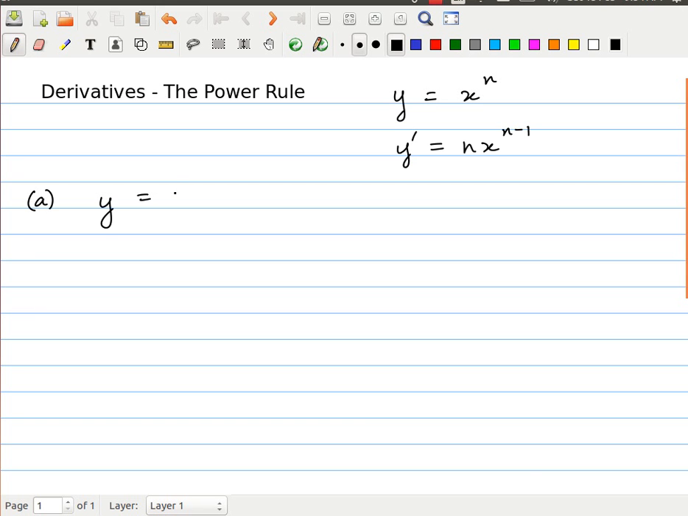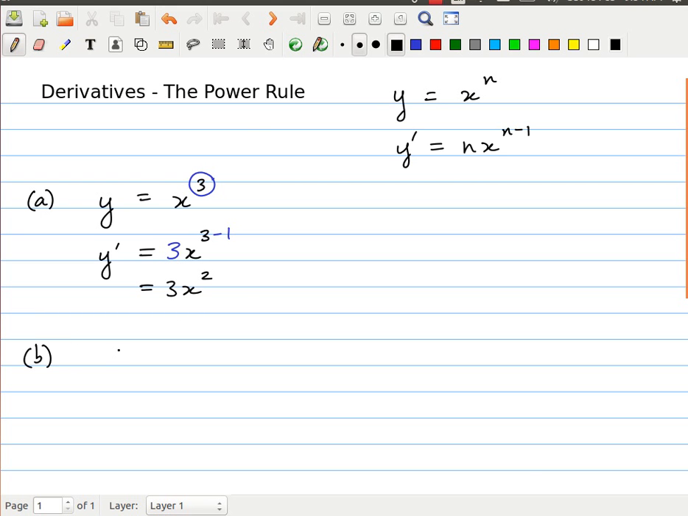y is equal to x cubed. This one falls into the trivial case for the power rule. When I take the derivative, y prime, I take this exponent and bring it down front as a multiplying constant. Then we have x to the power 3, but we have to subtract 1. So my final answer is 3x to the power 2. So x cubed becomes 3x squared. That's a pretty simple example.